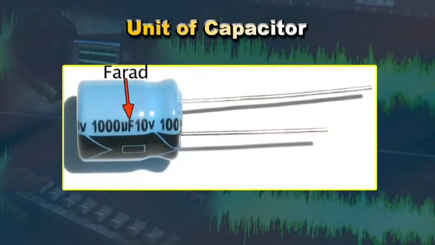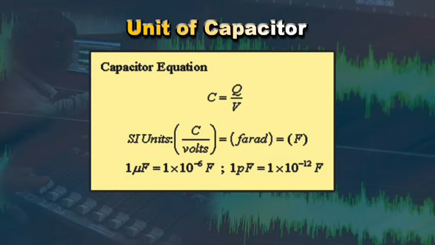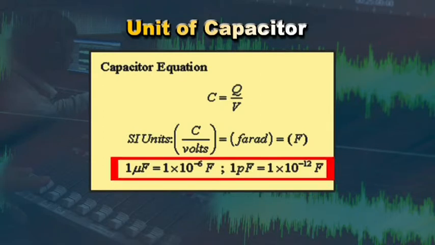The unit of capacitance is the farad and is expressed as C equals Q by V, where C is in farads, Q is in coulombs and V is in volts. The farad is a rather large unit, so we use smaller units such as microfarad equals 10 to the power minus 6 of a farad, or picofarad equals 10 to the power minus 12 of a farad.